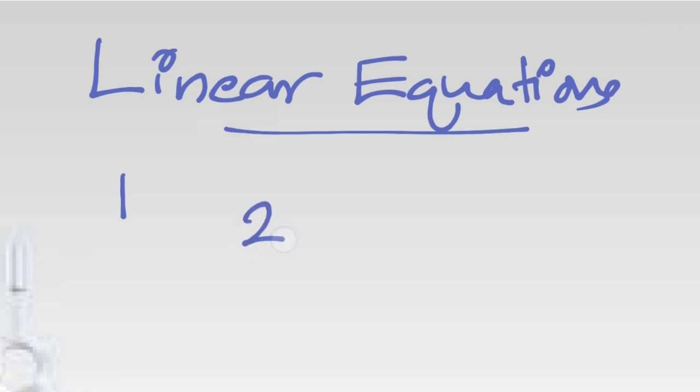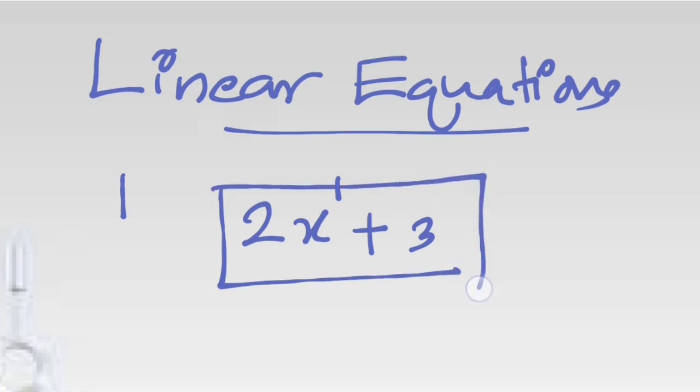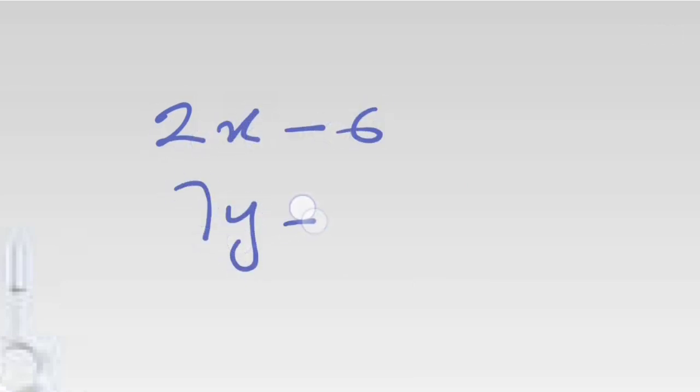For example, 2x plus 3. The degree is 1. Degree means the highest power of the variable. Here the highest power of the variable is 1, so the degree of this polynomial is 1, so it is a linear polynomial. Another example, 2x minus 6, 7y plus 8, 6x. All these are linear polynomials because the degree of all these polynomials is 1. So a linear polynomial means a first degree polynomial.